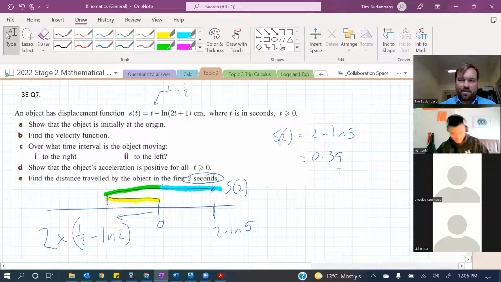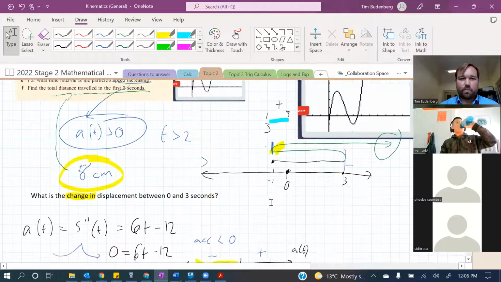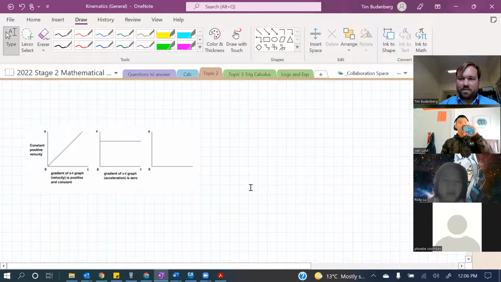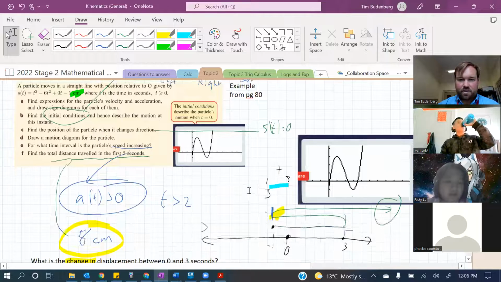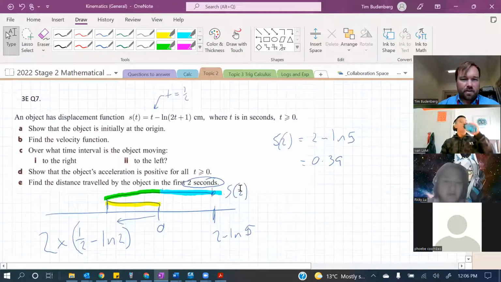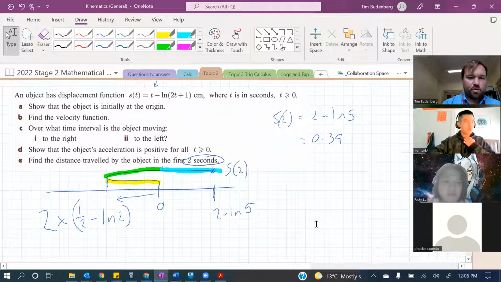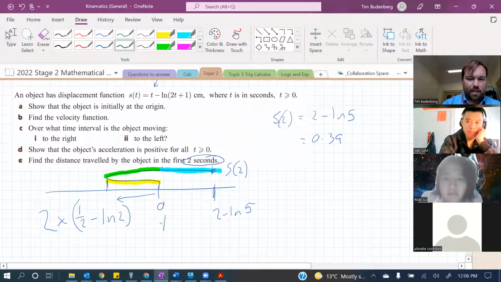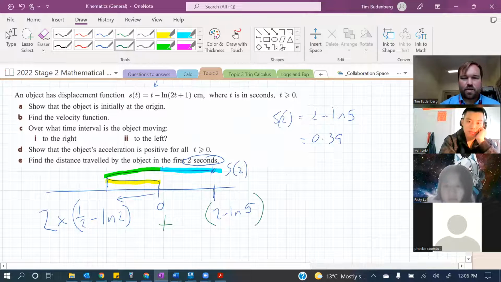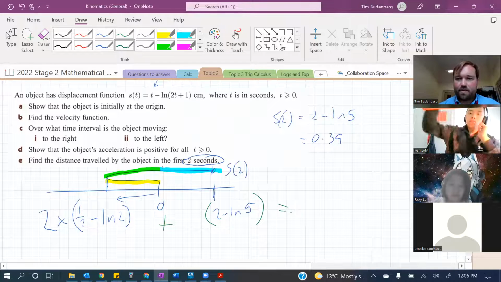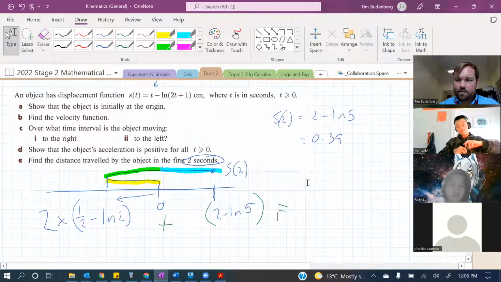I hope I'll get it. And it might come with a little bit of practice. Maybe add them together. Yes, you add them all together. So your answer would be 2 lots of a half take ln 2, plus 2 take ln 5, which would give you a nasty decimal, but that's the end. That would be the calculator adding it together.